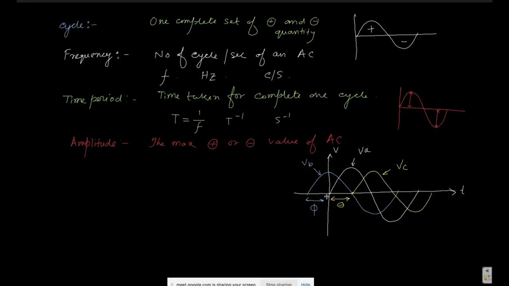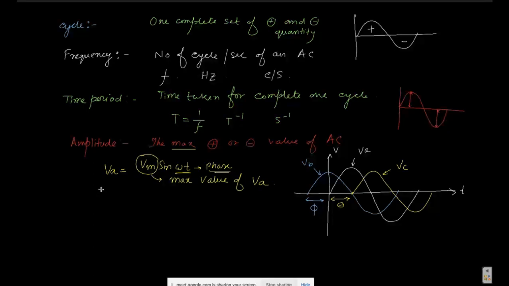So if VA starts from 0, how can you represent VA? VA can be represented as Vm sin omega t. What is that Vm? Vm is the maximum value of VA, the waveform. The maximum value is nothing but the amplitude. So Vm is the maximum value, that is the amplitude of the signal VA. And what is omega t? It is nothing but the phase of an alternating component.